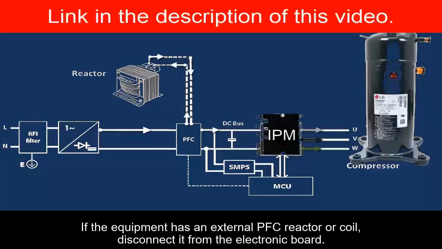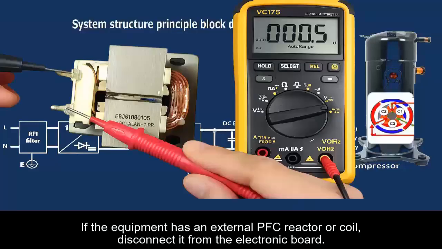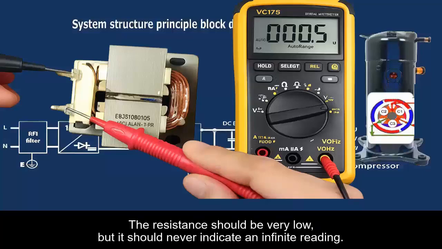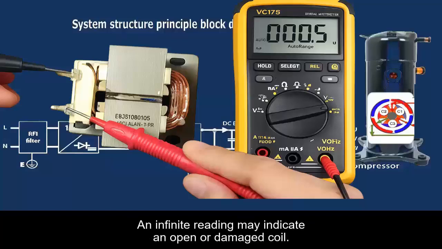If the equipment has an external PFC reactor or coil, disconnect it from the electronic board and measure its electrical resistance using a multimeter set to the ohm scale. The resistance should be very low, but it should never indicate an infinite reading. An infinite reading may indicate an open or damaged coil.